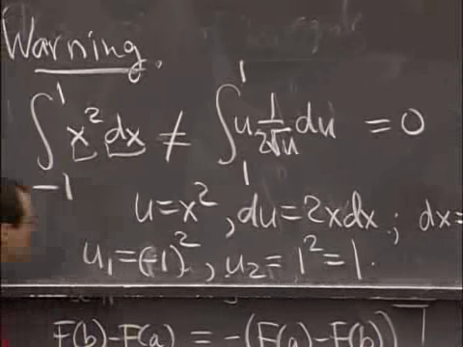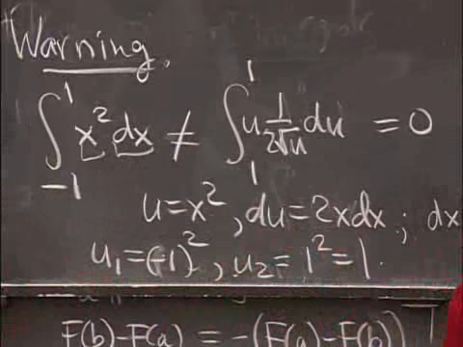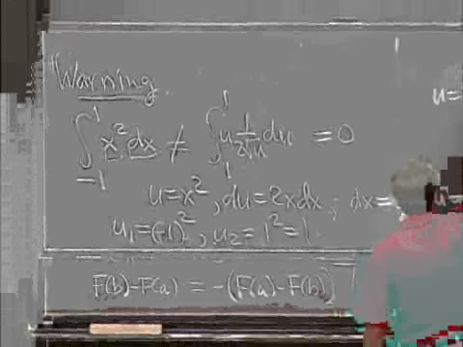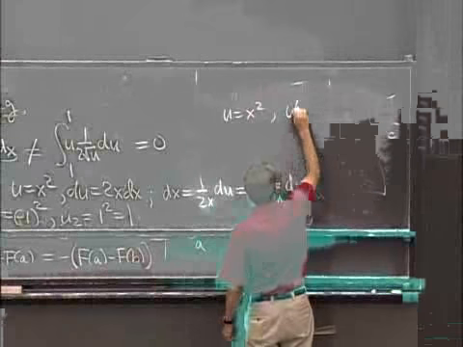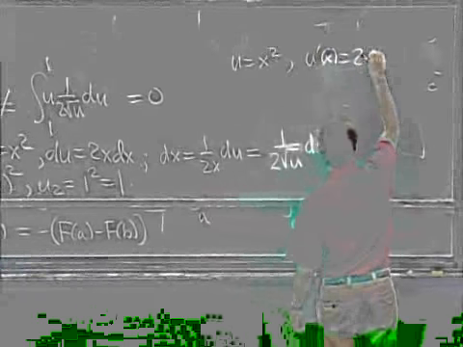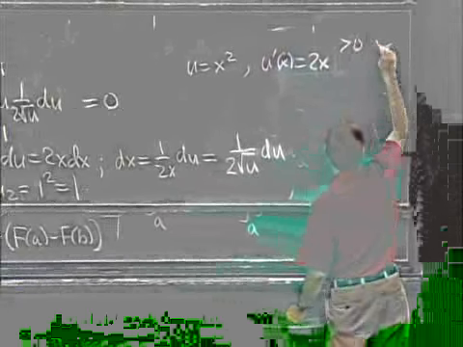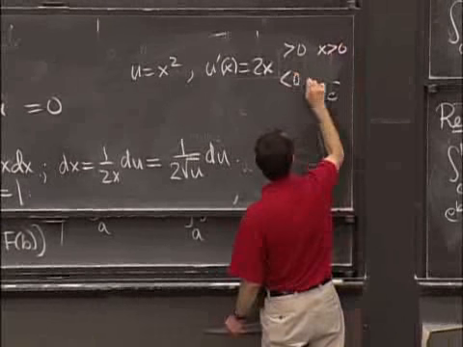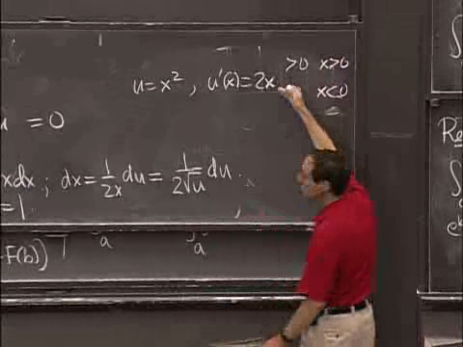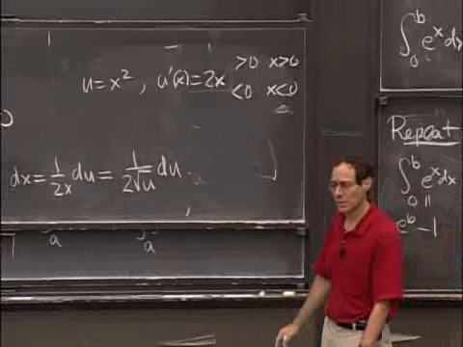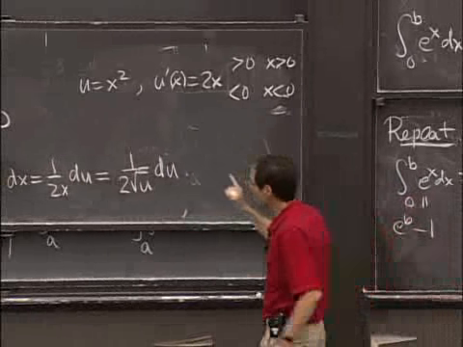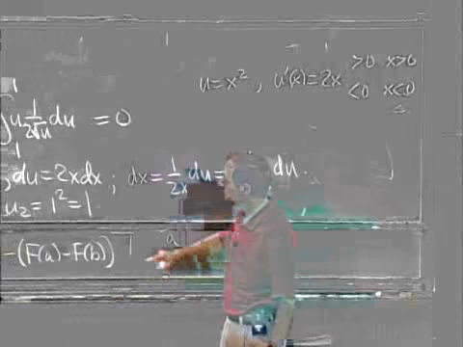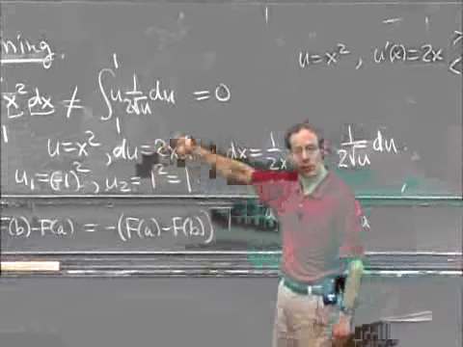And the reason is that u was equal to x squared, and u prime of x was equal to 2x, which was positive for x positive and negative for x negative. And this was the sign change which causes us trouble. If we break it up into its two halves, then it'll be OK, and you'll be able to use this.